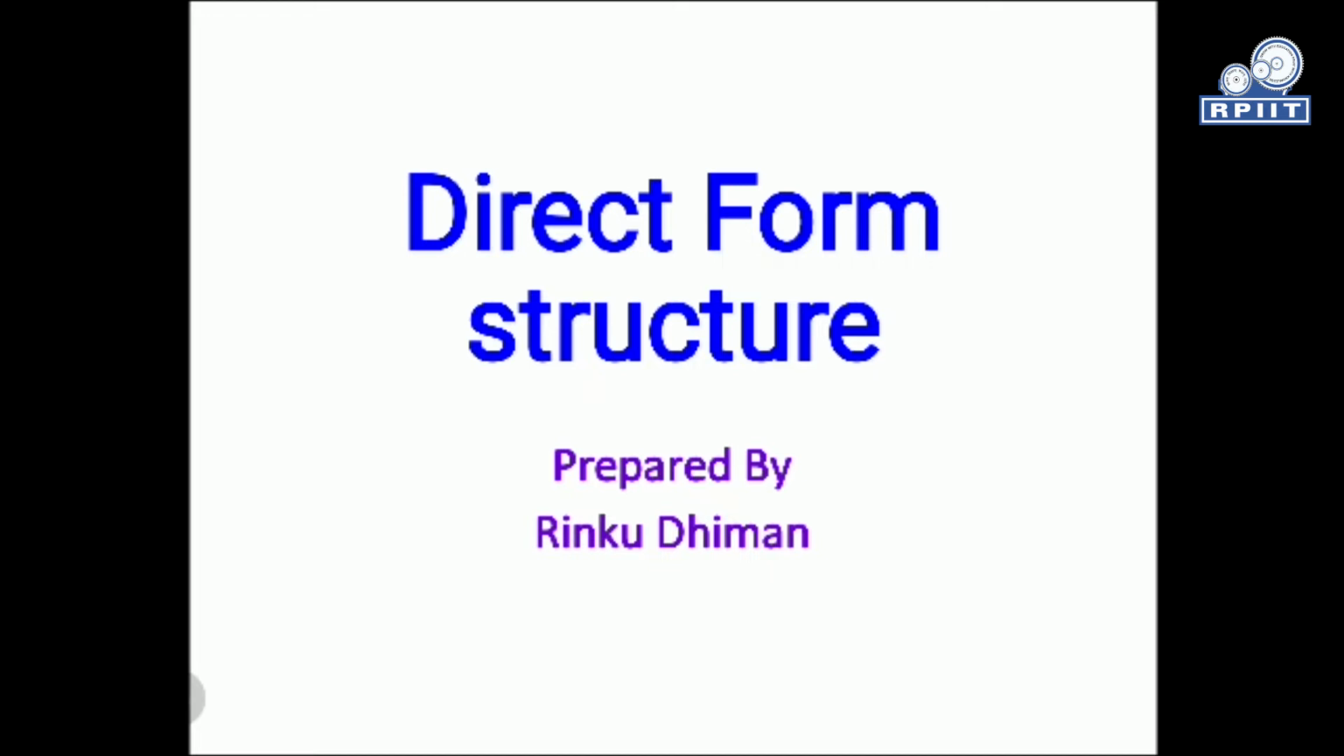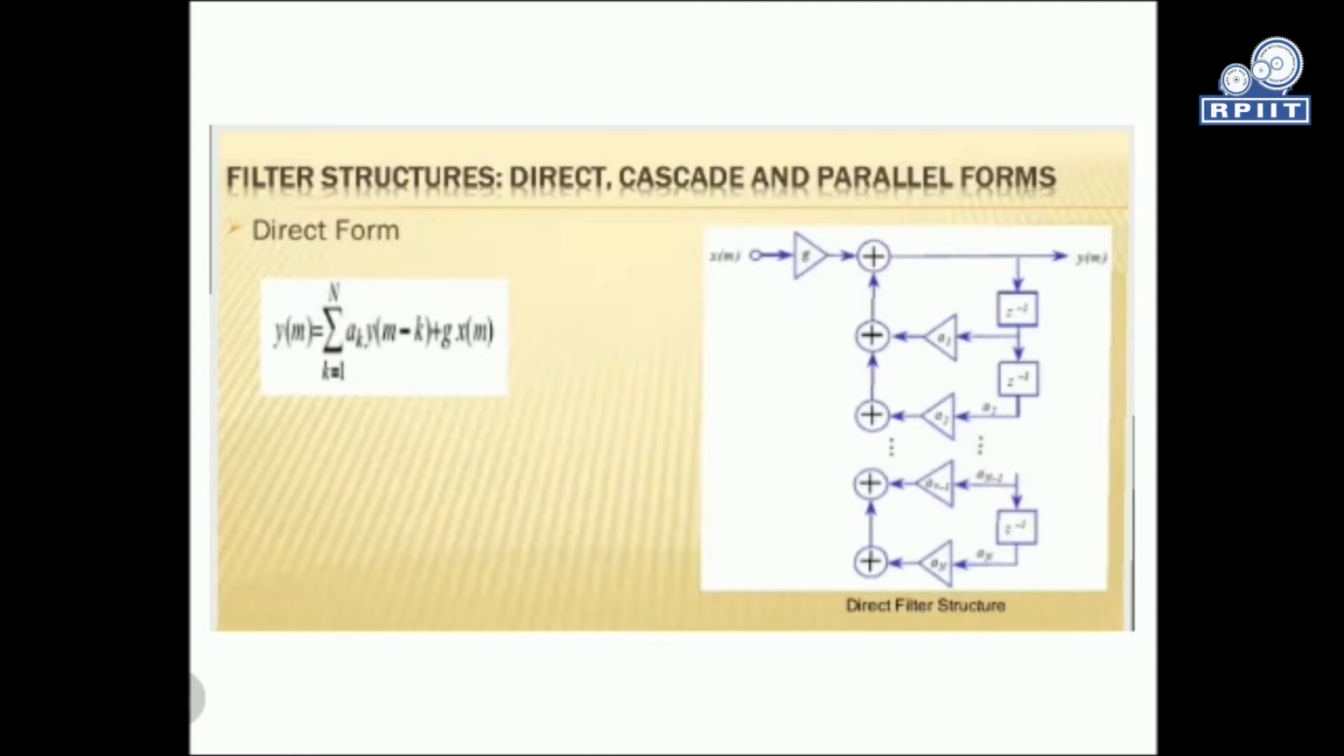So today I'm going to discuss the direct form structure of IIR filter. We have already classified our signal like FIR and IIR filter. We discuss here the direct form structure of IIR filter, two direct form structures: direct form 1 and direct form 2. The direct form structure of IIR filter will be derived by using this equation.